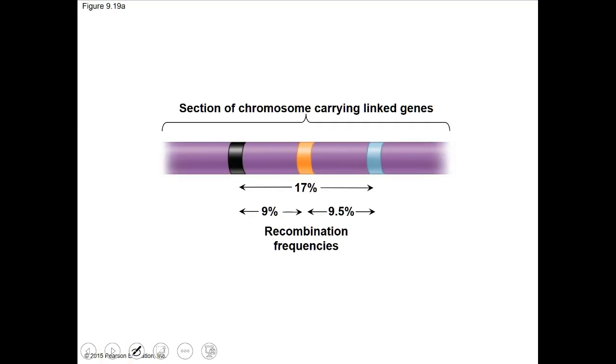So just to give you an idea, if we see that this black band and this blue band cross over 17% of the time, that just tells us that they're a little bit further apart. And again, these are loci, so these are representing the location of different genes. But if we notice that black and gold recombine 9% of the time and gold and blue about 9% of the time, we can make some assumptions that the gold sits in between the two.